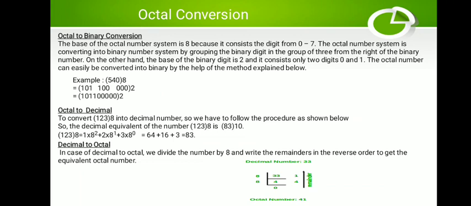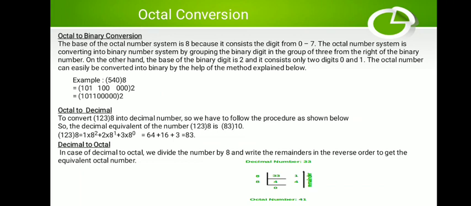Then the next digit is 4. What will be the equivalent 3-bit binary of this? 100. What will be the next equivalent binary of the given octal number? That is 5, the most significant digit, it is 101. Then club all these bits together and represent it in the form of binary.